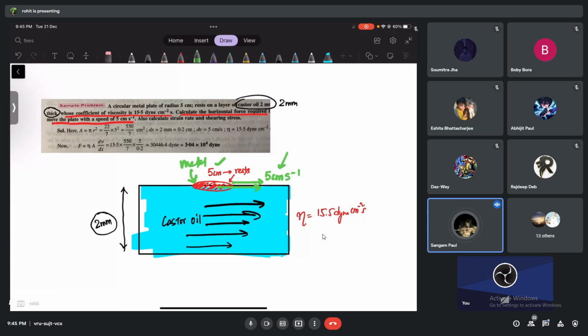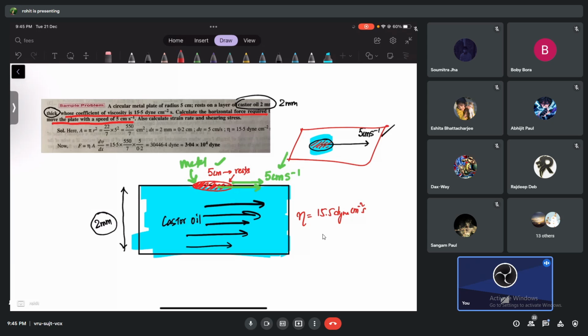It should move with 5 centimeters. Very good. Yes, now Sangam's brain is working. If the metal plate has to move with 5 centimeter per second, and the metal plate is on top of what oil? Castor oil.